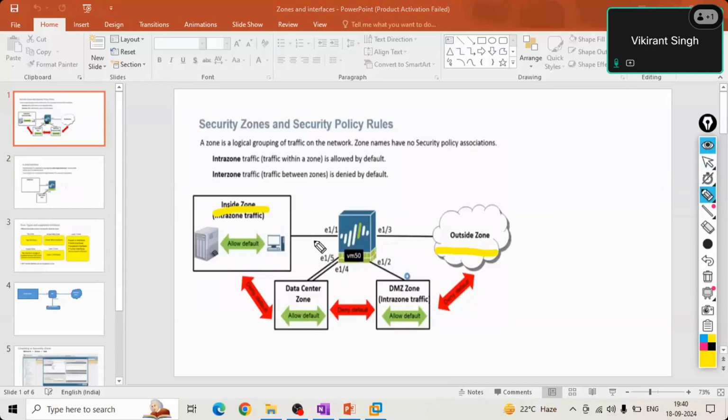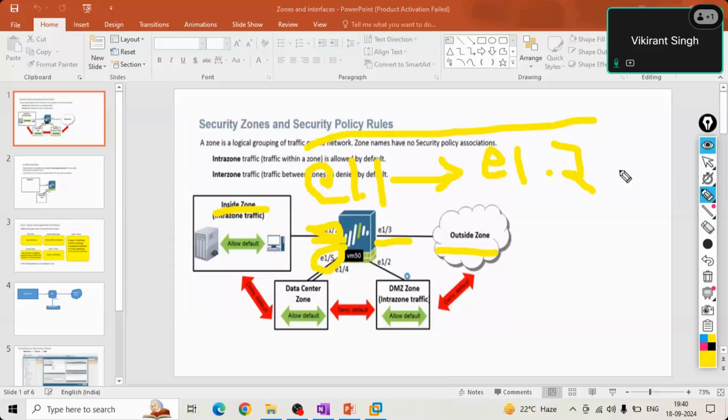Whether it is the same interface or not, the interface will be different, obviously, because the zone is different. If traffic is going from E1 to E5, there is a need for a security policy because these are different zones. But suppose there are two interfaces and traffic is coming from E1.1 to E1.2, a sub-interface or any other interface we have created within the same zone. Then there is no need for security policies.